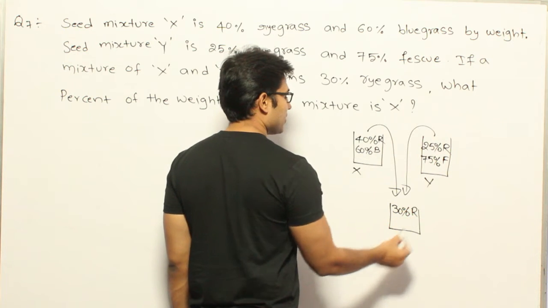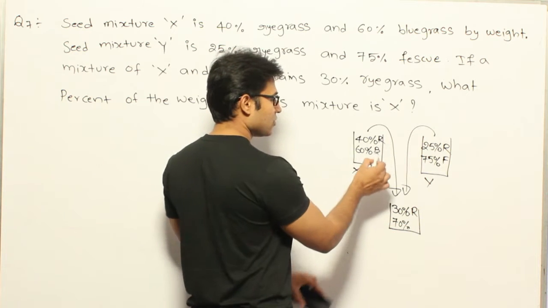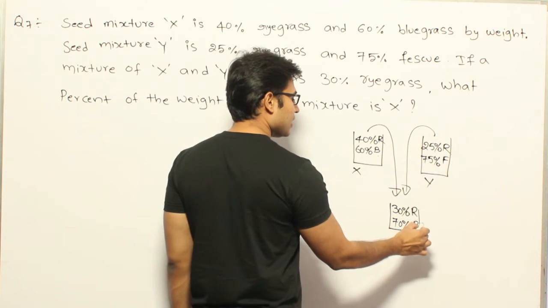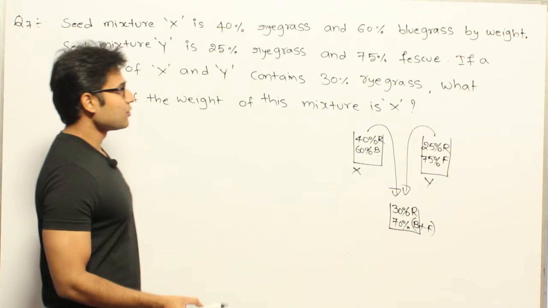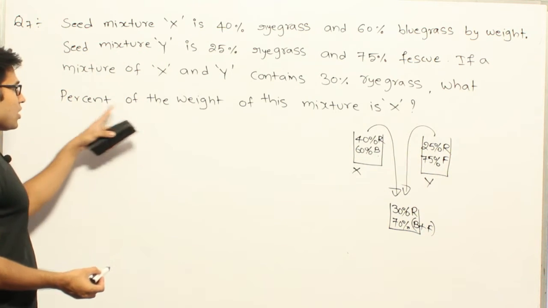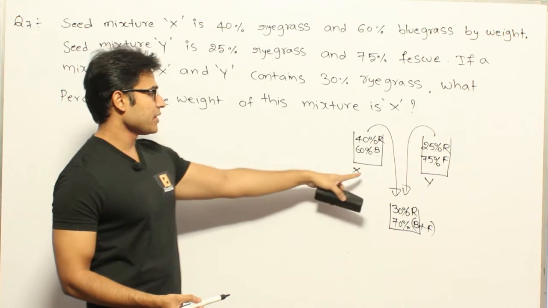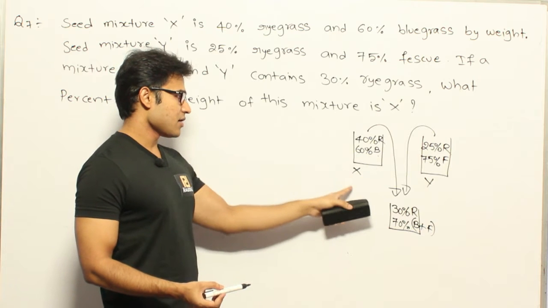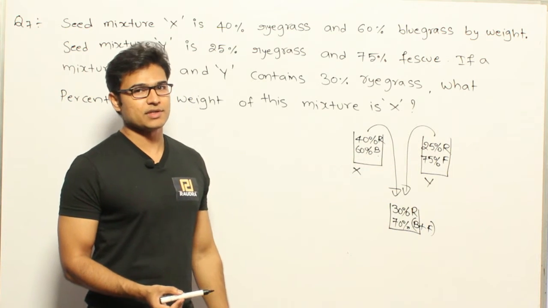30% ryegrass, and what happens to the remaining 70%? The remaining 70% will contain a combination of bluegrass as well as fescue, right? And we need not worry about it. We are concerned only about the ryegrass here. Now what percent of the weight of this mixture is X? Now they are asking what weight of X has been taken into this final mixture. That is what is asked.